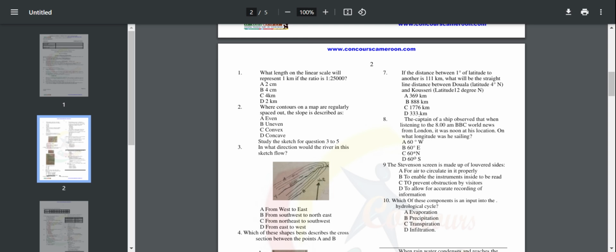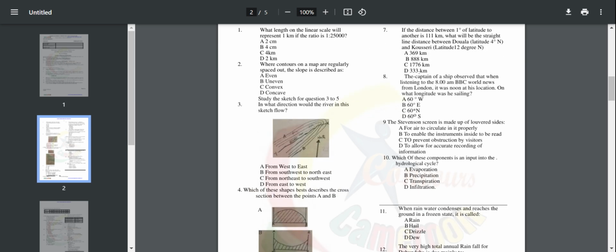Question 2. Where contours on a map are regularly spaced out, the slope is described as. The answer is A.